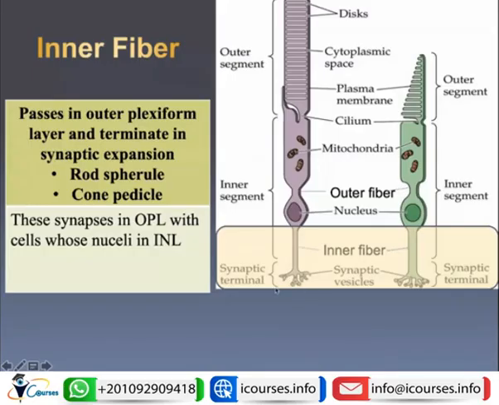And this terminal expansion is different according to the type of photoreceptors. So we have two types. We have what's called the rod spherule, which is the terminal expansion of the rods, and the cone pedicle, which is the terminal expansion of the cones. Both of them will synapse in the outer plexiform layer with those cells whose nuclei are present in the inner nuclear layer, which are the bipolar cells, horizontal cells, and also the Müller cells.